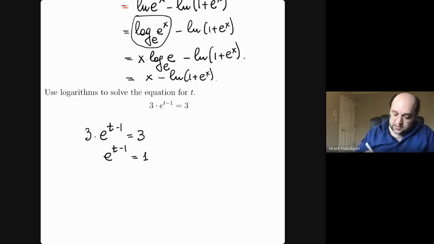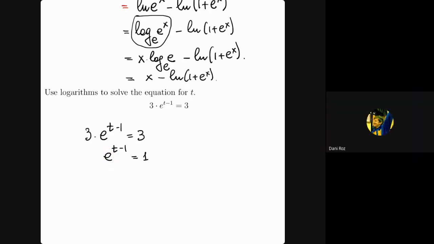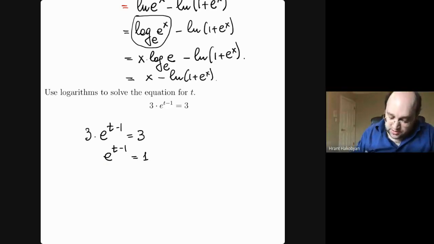Next, I'm going to take the logarithm of both sides. Of course, which base should I use? I should use this base here. Why do you choose that base? ln, right? Yeah, there is no other base here. I want to find t minus 1. So to get rid of this e, I have to take the same base.